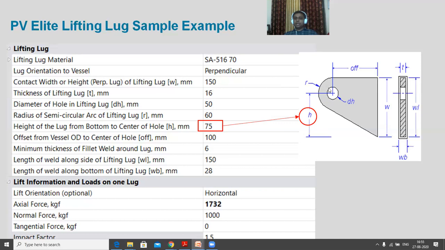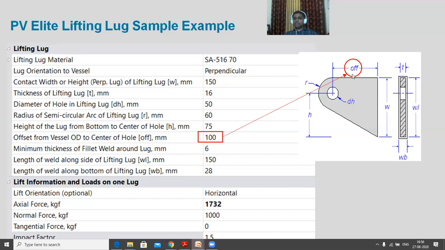H is nothing but the height of this hole center with reference to the bottom of this lifting lug. If we have this hole exactly at the center, as in this case, then our W value is 150 and its half will be exactly the height H. So here you can see 75 has been mentioned. So H is nothing but the height at which this hole center is located with reference to the base. Then the off center distance.